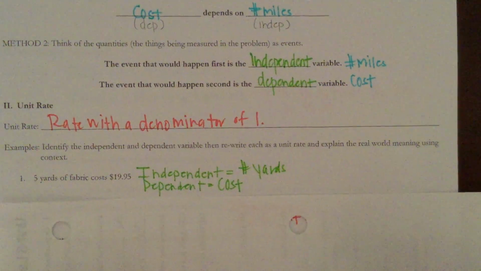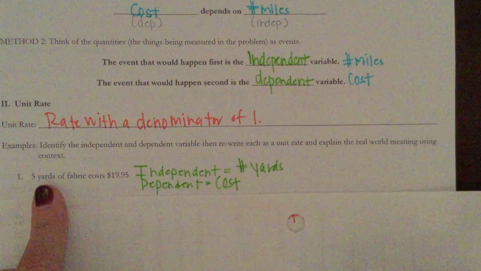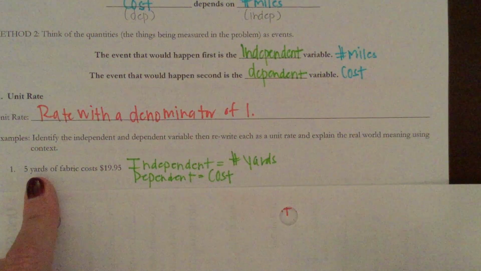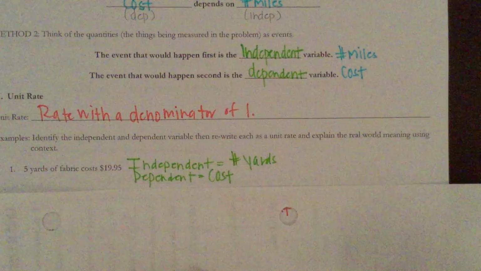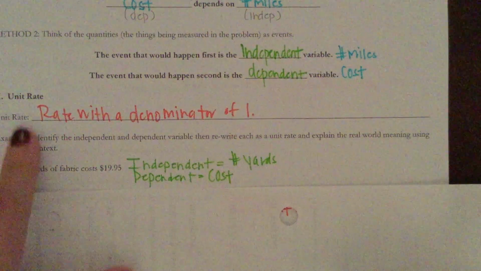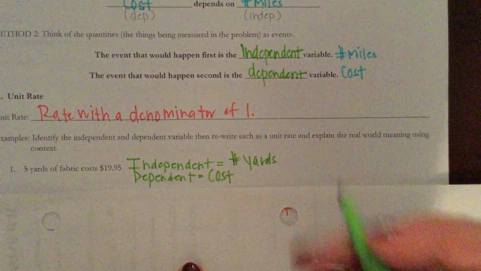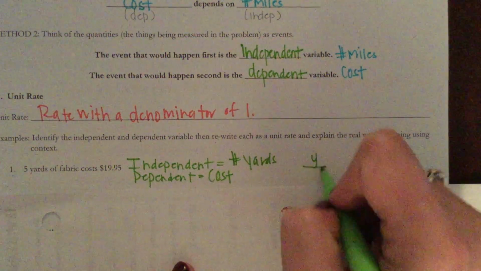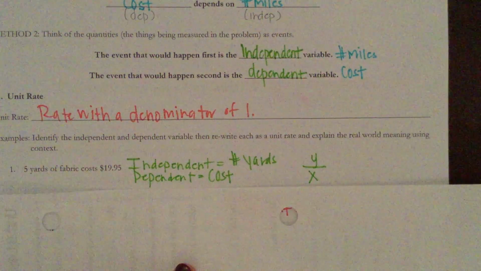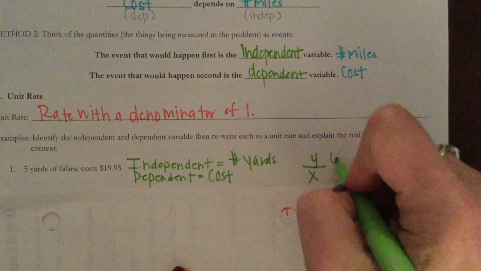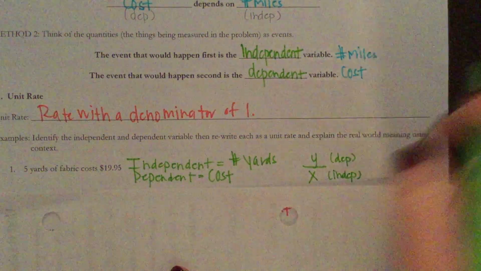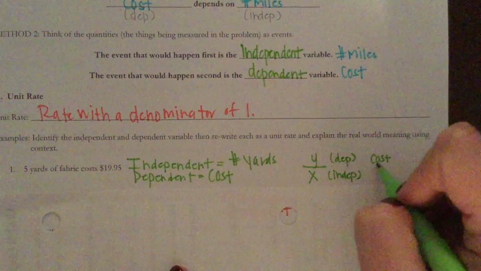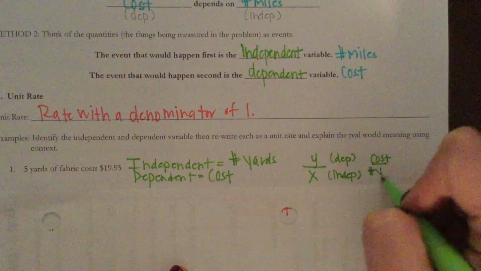All right, now we want to rewrite each as a unit rate. Again, I don't really want to know how much 5 yards of fabric costs. I really want to know just how much 1 yard of fabric costs. If you think about unit rates also as slope, remember that when we talk about slope, we talk about our y value over our x value. In this case, remember that y was our dependent variable and x was our independent variable. So in this case, we want to talk about the cost over the number of yards.